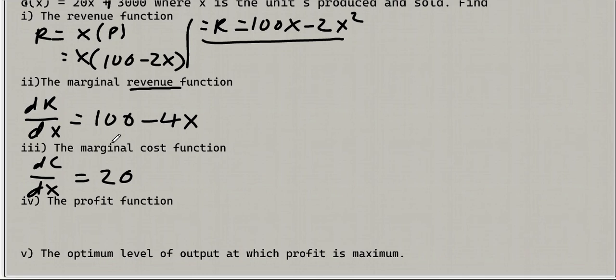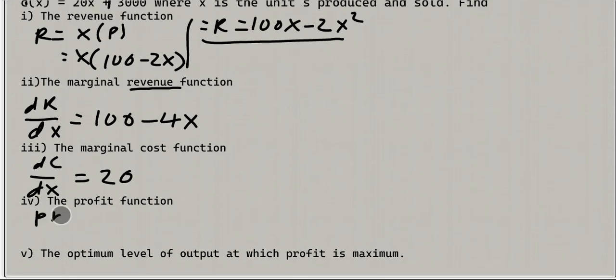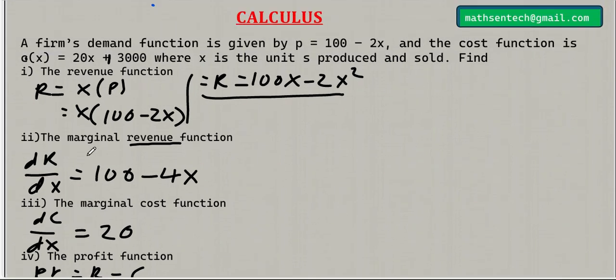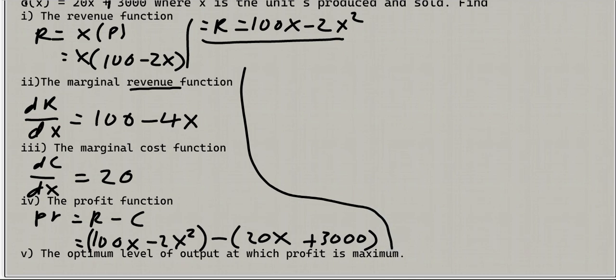Then the last one is the profit function. No, that's the fourth one, the profit function. So how do you get the profit function? To get profit, we have done this before, you simply do revenue minus cost. So what is our revenue? Our revenue in this case is 100x minus 2x squared, you should put it in brackets. Then minus cost, our cost function there should be 20x plus 3000. So that is your profit. So now open the brackets.